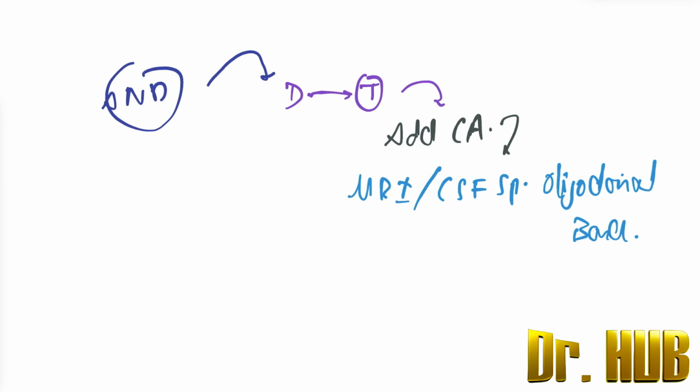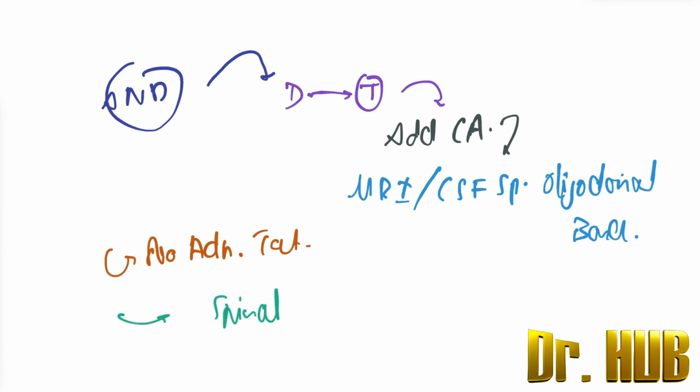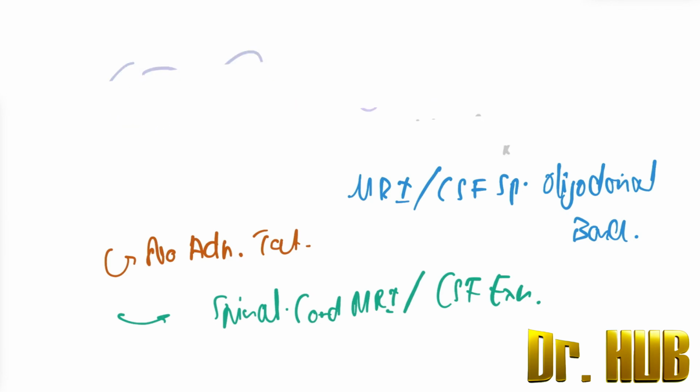The other important thing is that no additional test is required. The MRI is considered in all cases, the spinal MRI or the CSF examination, in patients with insufficient clinical diagnosis. So if it is insufficient, we go for the spinal cord MRI as well as the CSF examination. Next we move on to the definition of the MRI evidence of dissemination in space.